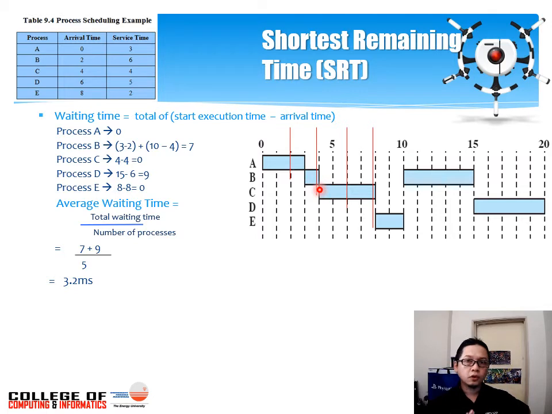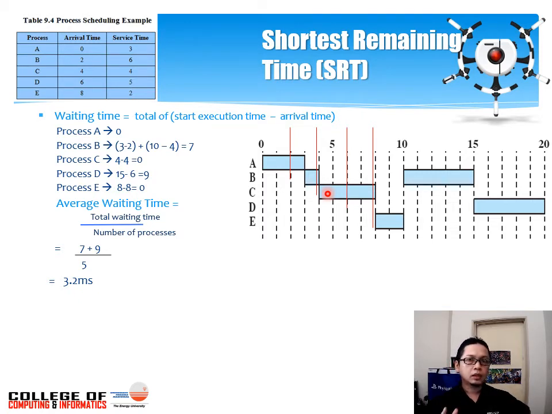Between 4 and 5, of course, 4 is smaller, so C gets the priority to execute. So C executes one slice, and then after one slice of execution, it needs to compare between C and B, because at this time, only two processes are there to compare. So C and B, now C already finished one slice of execution. So the remaining time for C is 3 and the remaining time for B is still 5.